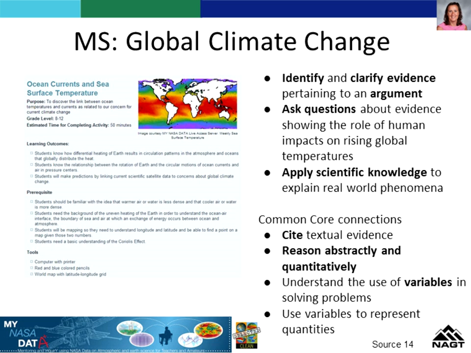Down at the bottom right corner of the slide, you can see some of the connections to the Common Core state standards, such as citing evidence, reasoning abstractly and quantitatively, and understanding and using variables from data sets. So it looks like we've been able to focus in on a couple of the English language arts and a couple of the mathematics standards as well.